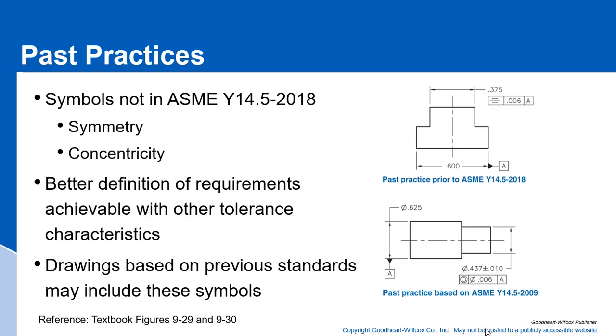So again, these past practices of symmetry and concentricity have gone away, and really true position, or the positional tolerance features that we've been talking about in this chapter and last chapter too, can do exactly what these old functions, symmetry and concentricity, could do. So they've been eliminated in GD&T 2018. Okay, that's the end of this lesson. Thank you.